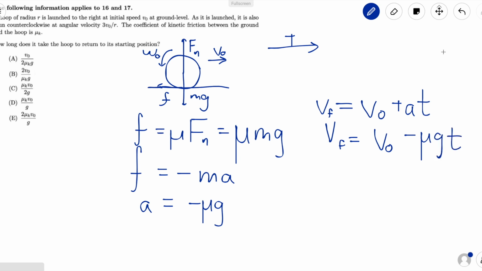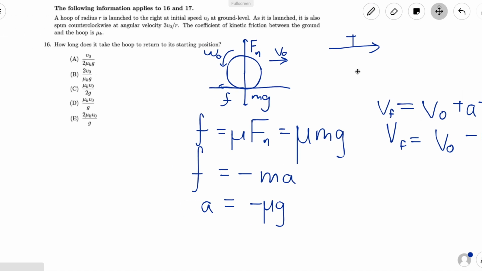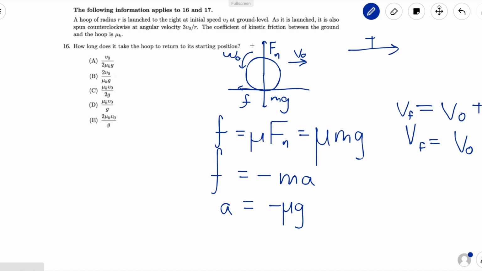Now the second equation we'll need would be relating angular velocity. The first thing to note is that the current angular velocity, omega 0, is in the negative direction. To see why, since we define to the right as the positive direction, if the hoop was rolling without slipping to the right, that means that the angular velocity would be clockwise. And since right now the angular velocity is counterclockwise, it must be negative. So omega 0 right now is equal to negative 3v0 over r.